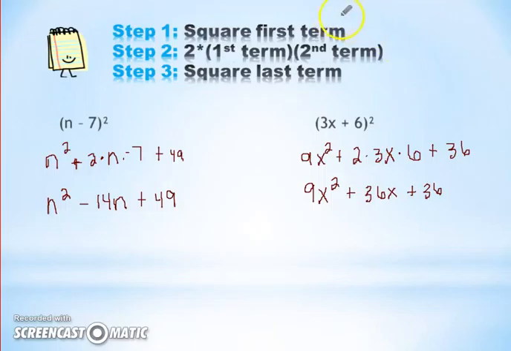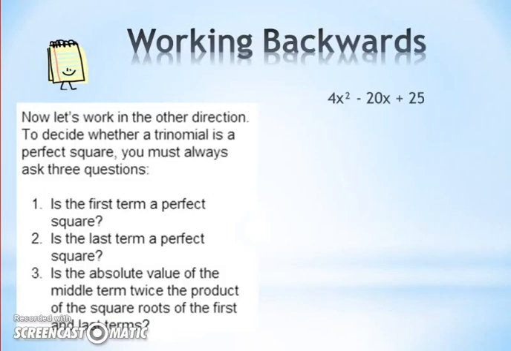So again, the pattern: you're squaring the first term in your binomial, and you're squaring the last term in your binomial, and that middle term is found by multiplying 2 times the first term times the second term, and that's how you get that middle term. Knowing this now, we can actually work backwards. By working backwards to determine if a trinomial is a perfect square trinomial, you're thinking about the questions that you asked to get it there.